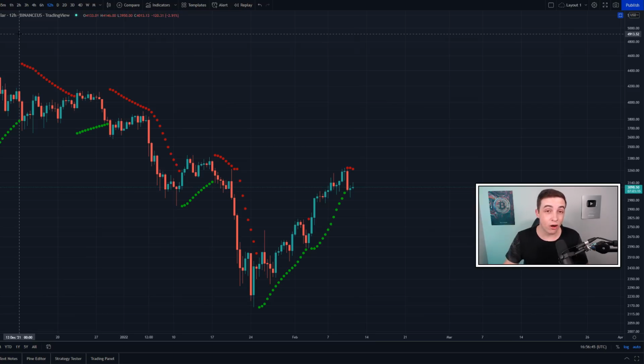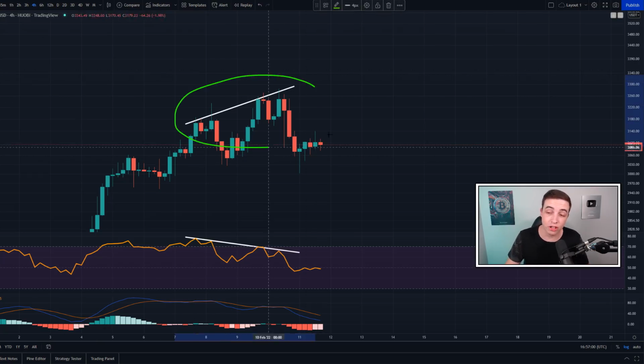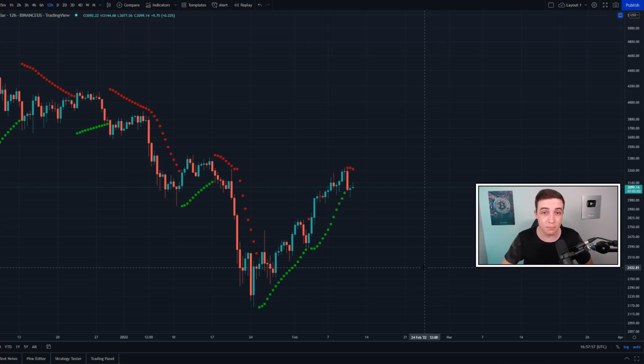Now, on the larger time frames, that is a different story, which I will be talking about in just a moment. But for now, while we're looking at these slightly smaller time frames, we are starting to see some bearish signals and some bearish patterns on the charts. But there's a couple important things to mention here. First of all, in the parabolic stop and reverse indicator here on the 12-hour time frame, we have previously found some false signals in this indicator.